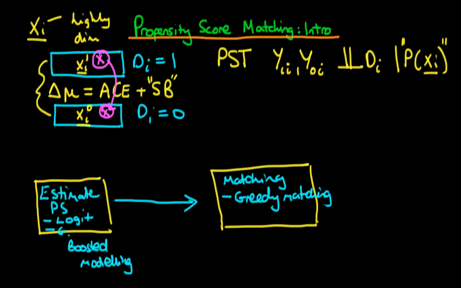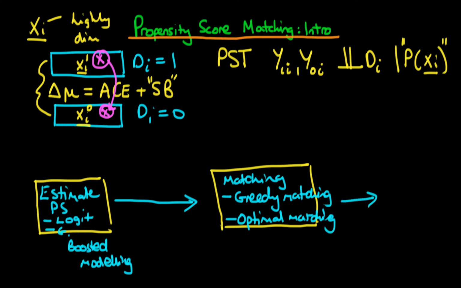As I mentioned, one of the classes of techniques for doing this is known as greedy matching. Another one is known as optimal matching. But the premise behind both of these procedures is exactly the same. What we're aiming to do is find individuals within our untreated group that have similar levels of propensity scores to those within the treatment group.